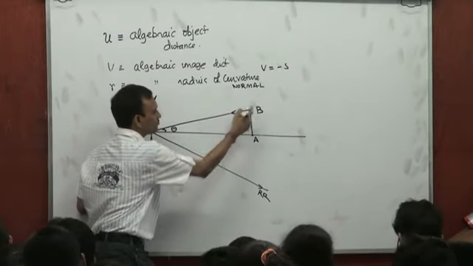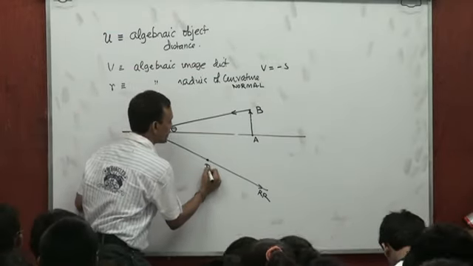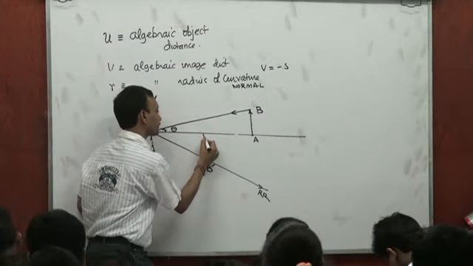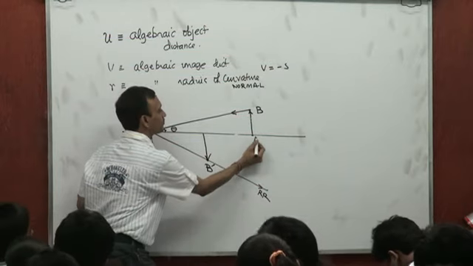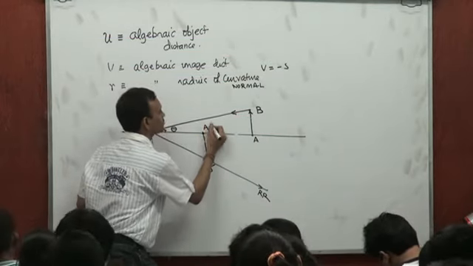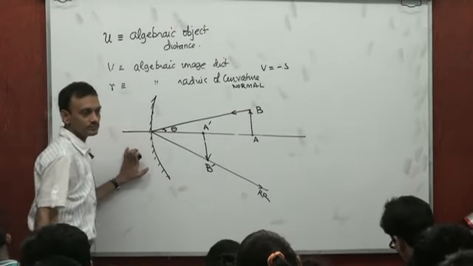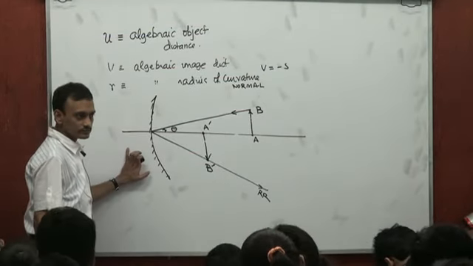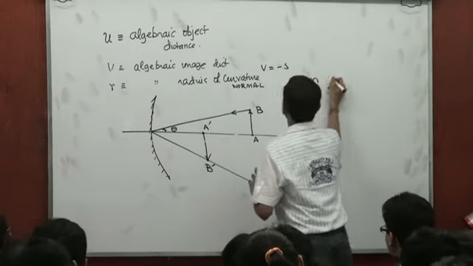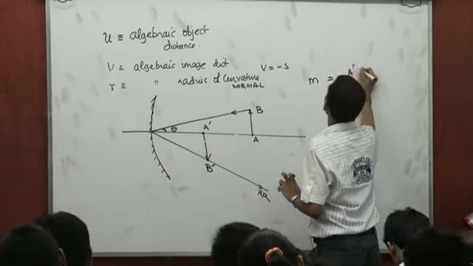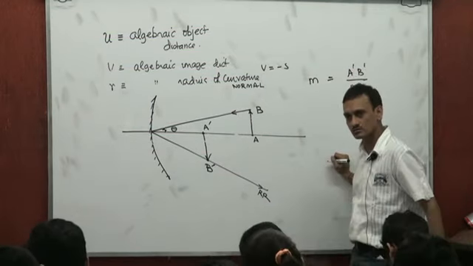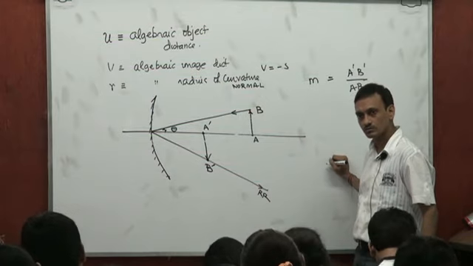So the image of B, let's say, is somewhere here, which is B prime. And the image of A is some A prime here. Alright. So then what's magnification? Magnification is A prime B prime, size of image divided by size of object. That's magnification, right?